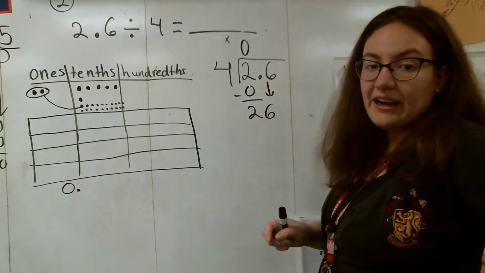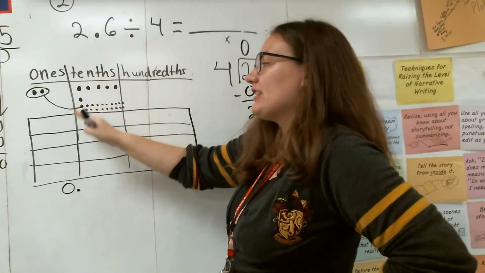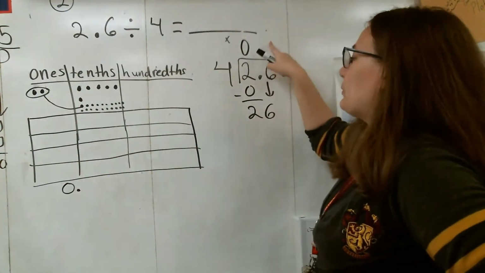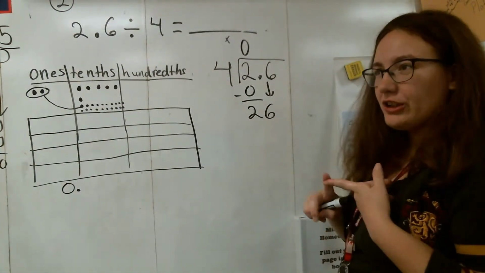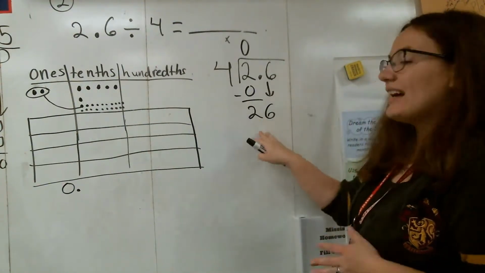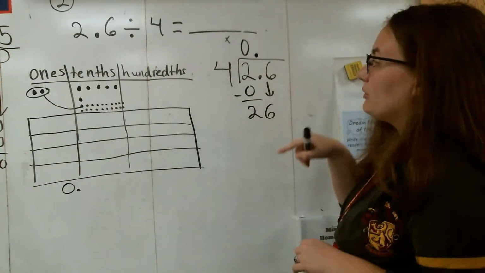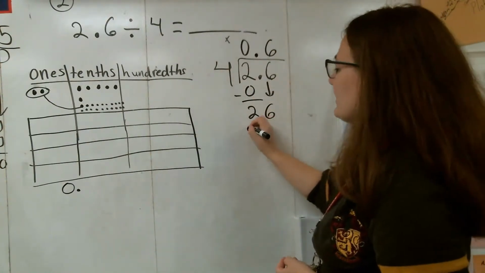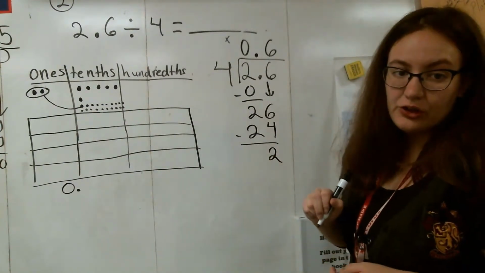Then I now need to figure out how many times can 4 fit into 26. Now it's going to take me a long time to cross off all these dots, so I'm just going to think about in my head, 4 times what fits into 26? So I can do 4 times 5, but that's only 20, so maybe I could do 4 times 6, and that is 24, and I think that's as close as I'm going to get. So I'm going to put a dot right here, my decimal moves up, and I'm going to think about 4 times 6 is 24, and then I subtract, and I get 2.